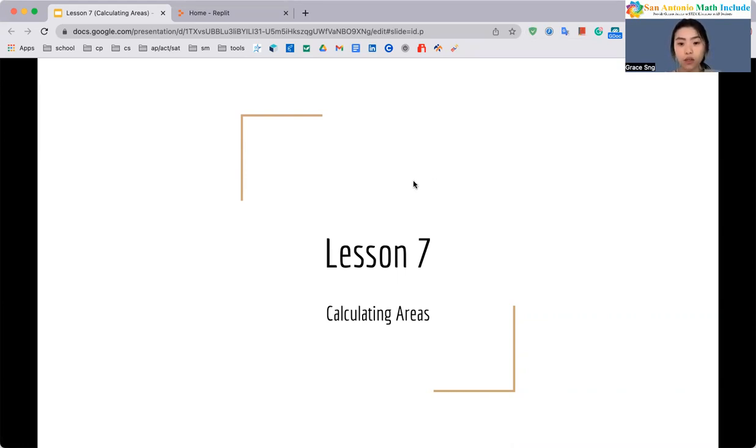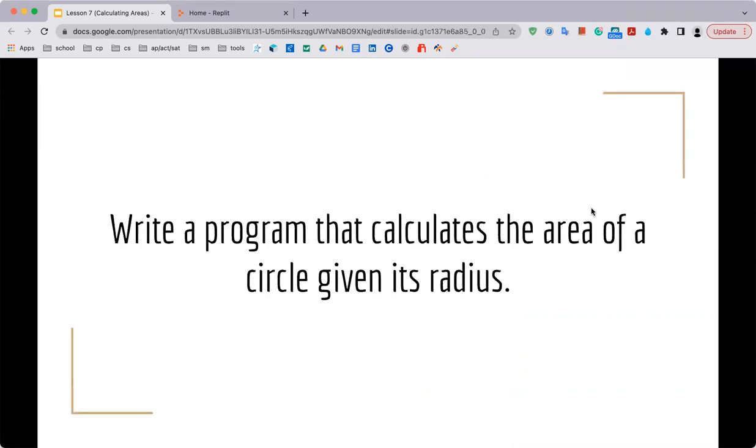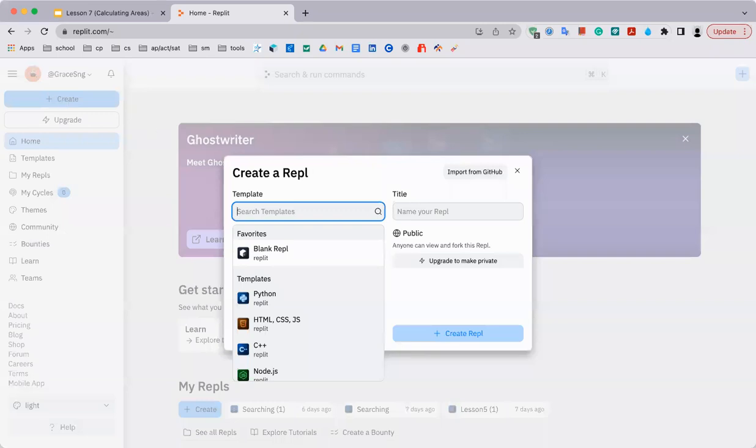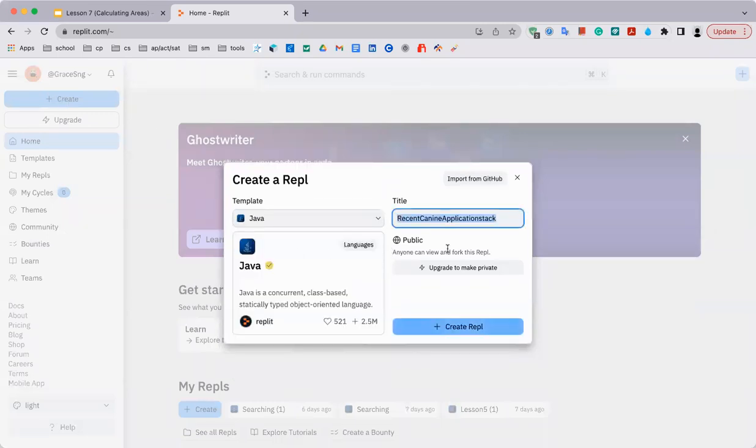And in today's lesson, we're going to be learning how to calculate areas. So let's go ahead and get started. So let's first write a program that calculates the area of a circle given its radius. So if you haven't already, open up Replit in another tab. And we're going to go ahead and create a new program to write in for this lesson.